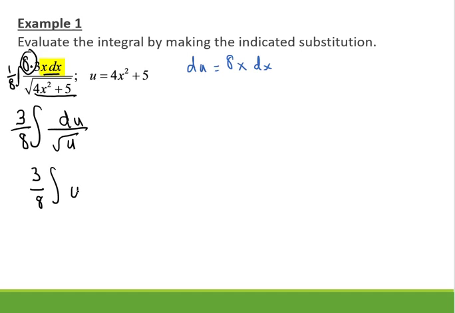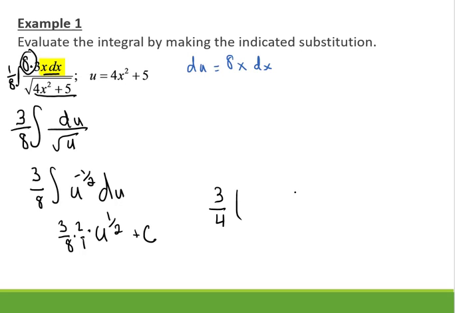Maybe you guys are better at it than I am. I always have to write this with a negative exponent because I add 1 to my exponent, 1 over my new exponent. Don't forget your plus c. Okay. And then you want to substitute back in and do some simplification. So I have 3/4. U was 4x squared plus 5 to the 1/2 power plus c.